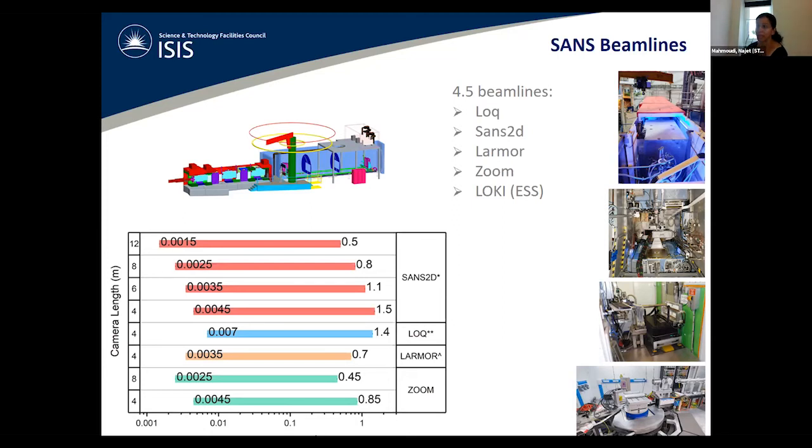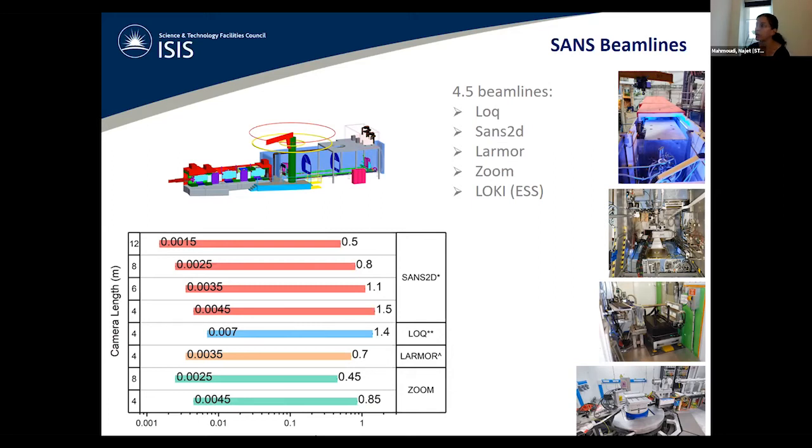On the left-hand side, you can see the Q resolution, basically, of all the Q range covered by the different instruments. And as you can see, SANS-TD has movable detectors, so it can cover quite a wider range of Q compared to the other instruments. But basically, using one or the other of the instruments is dictated by the problem at hand.